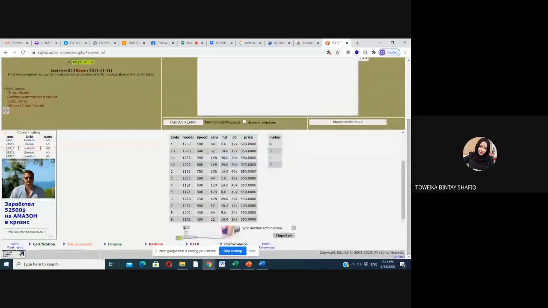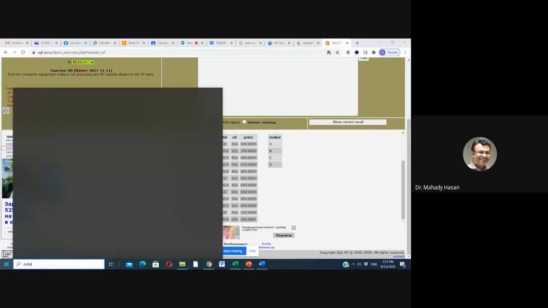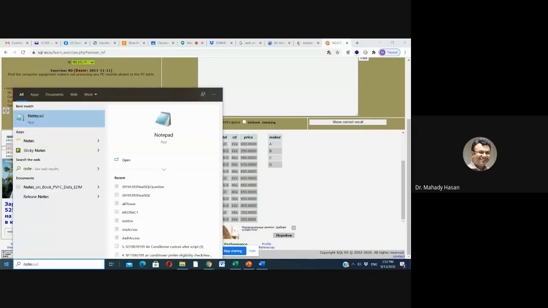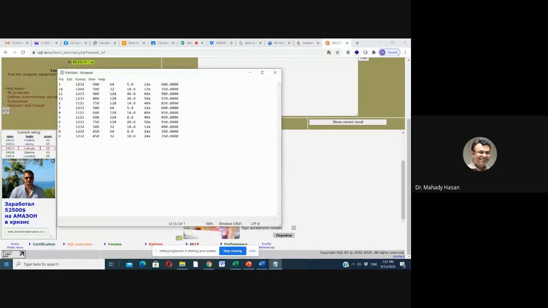Here I just have to run a query for who is making the computer equipment. Okay, let me do one thing in the notepad. Let me store these numbers. So here you can see, these are the PC related information, right? So we have 1, 2, 3. So this information is there for PC.